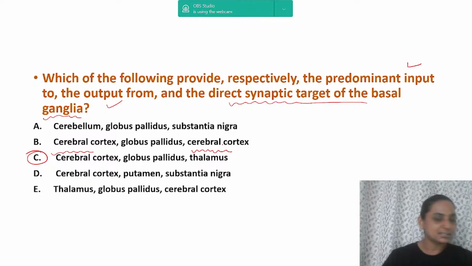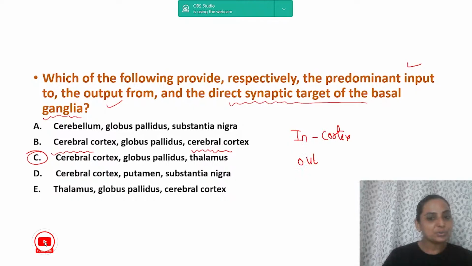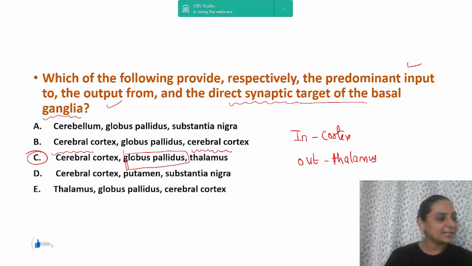So the inputs are from the cortex, the outputs go to the thalamus, and the targeted nucleus is the globus pallidus, right?